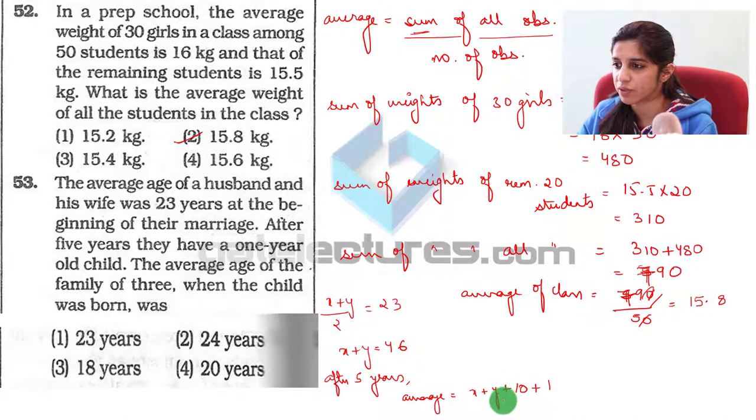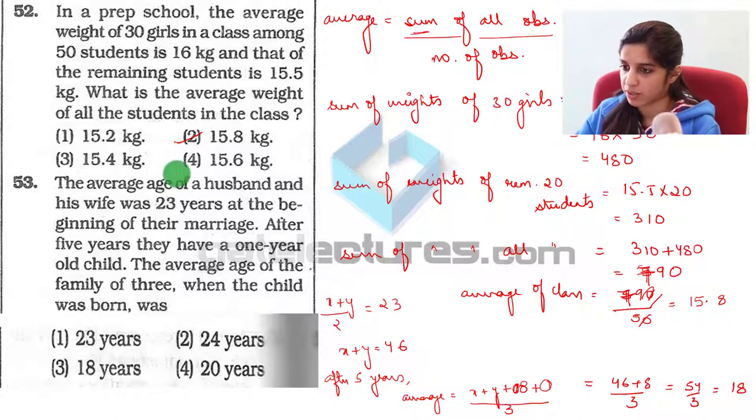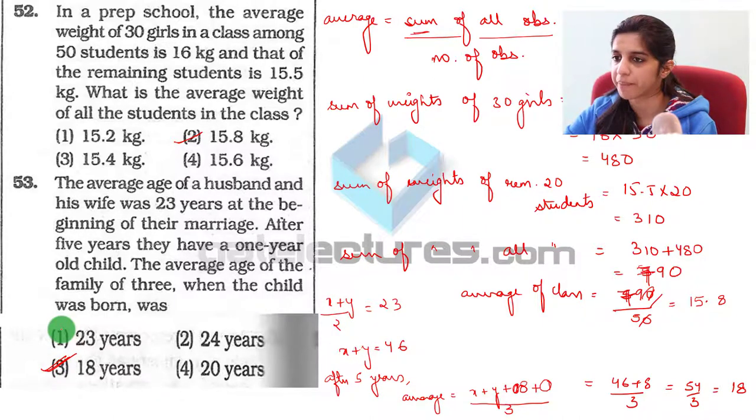Okay, so they're asking for average when the child was born. When child was born, the age of child would have been 0 and their ages would have increased by 4 years each, okay? Because after 5 years, they are having a 1-year-old child, so the child would have been born after 4 years of marriage. So this is going to be plus 3. Already we know x plus y is 46, so I am just putting it here. So it's going to give the average age as 18 years, right? So it's going to be the correct option for this one. Okay.